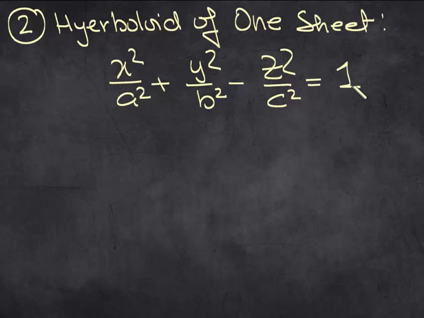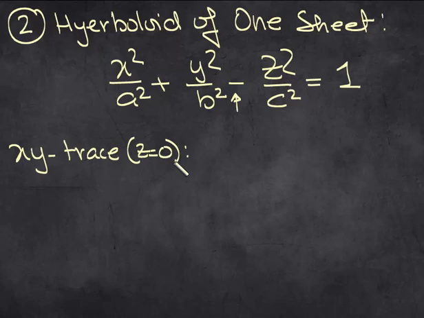Now this one's interesting because, first of all, if you have one negative, then it's hyperboloid of one sheet. The next one is hyperboloid of two sheets, which has two negative signs. Is that okay? So let's take a look at the xy trace. Z is equal to 0. What does that look like? I'm not going to write the equations down again. So if z is 0, that last term's gone, right? The third term. What do we get? Ellipse. Okay, so we get an ellipse.